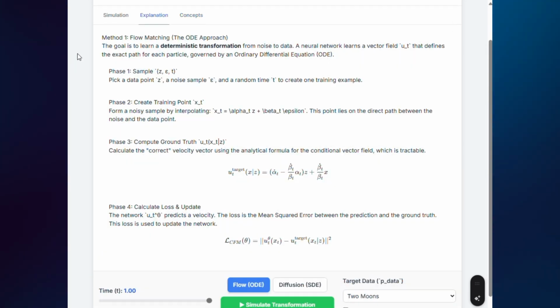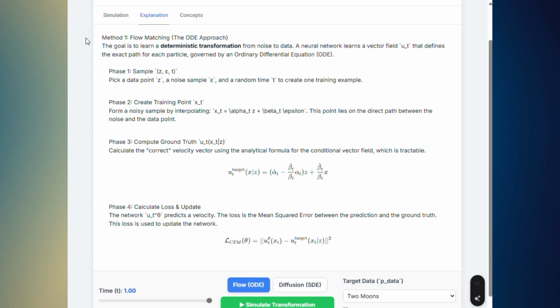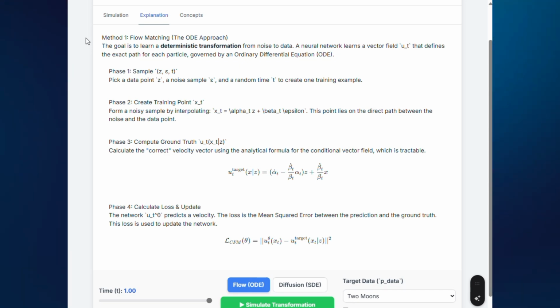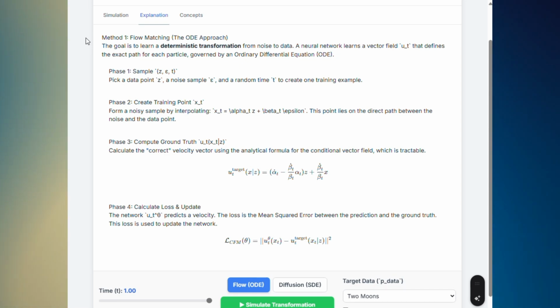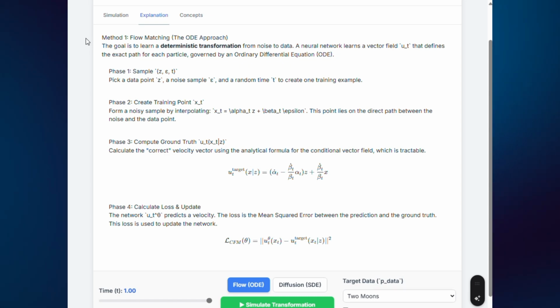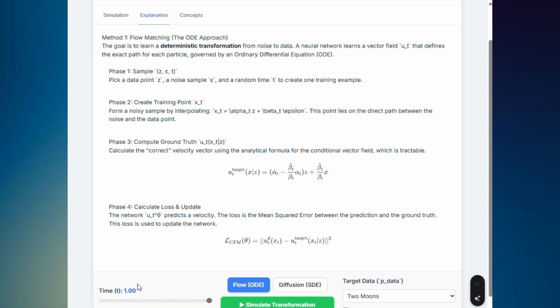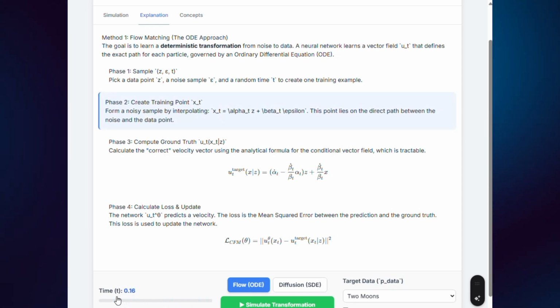With flow matching, the goal is to learn a deterministic transformation from noise to data. A neural network learns a vector field that defines the exact path for each particle, governed by an ordinary differential equation. An example workflow would be as follows.